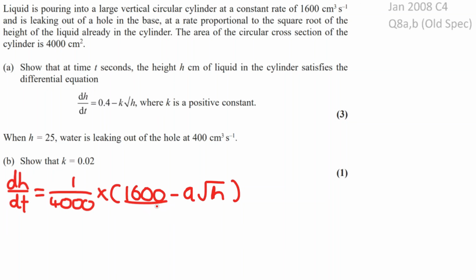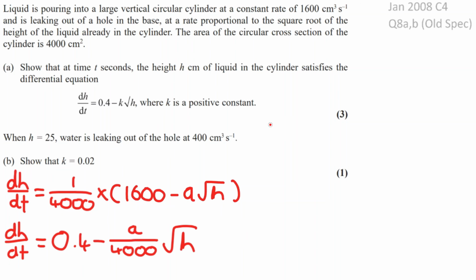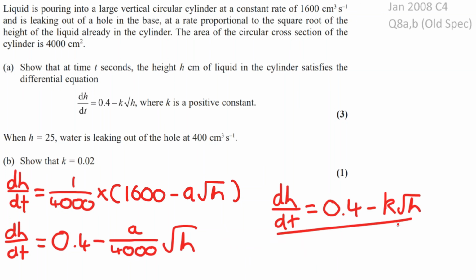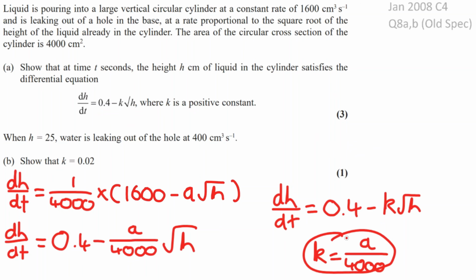So we're going to do 1,600 divided by 4,000, which is going to be 0.4, and then this is minus the a over 4,000 root h, like this here. And we can make a substitution, so this now becomes dh over dt is equal to 0.4 minus k root h, which is what's required here, where k is equal to a over 4,000.